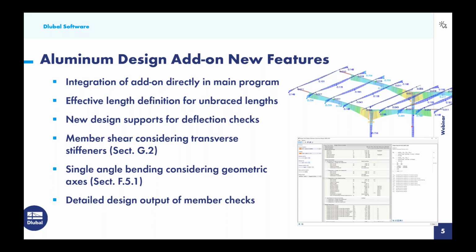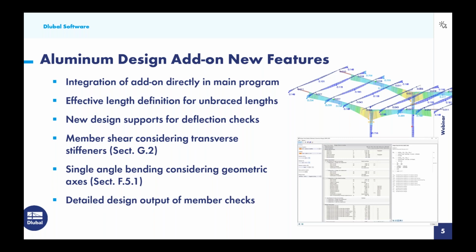The topic of effective lengths has been completely revamped within this new generation as well. So we'll see how we can define intermediate supports so that the effective lengths, or K times L, that's used for our unbraced lengths is calculated automatically.